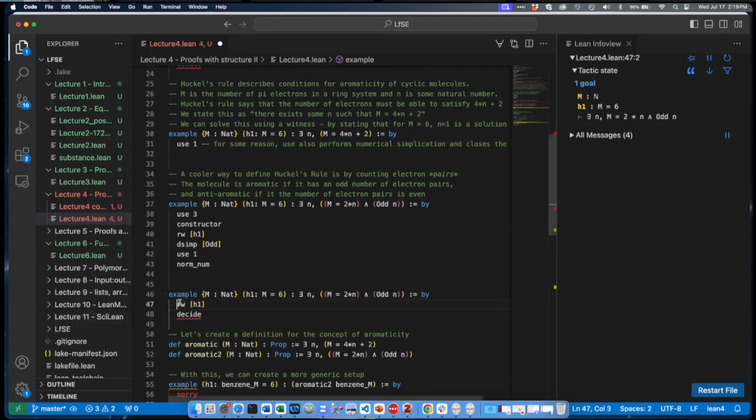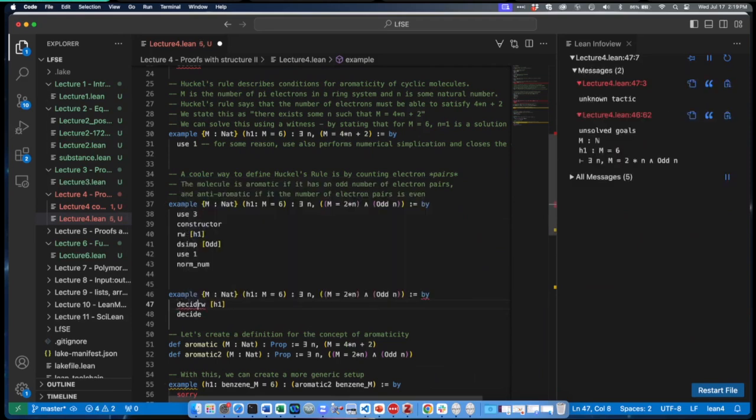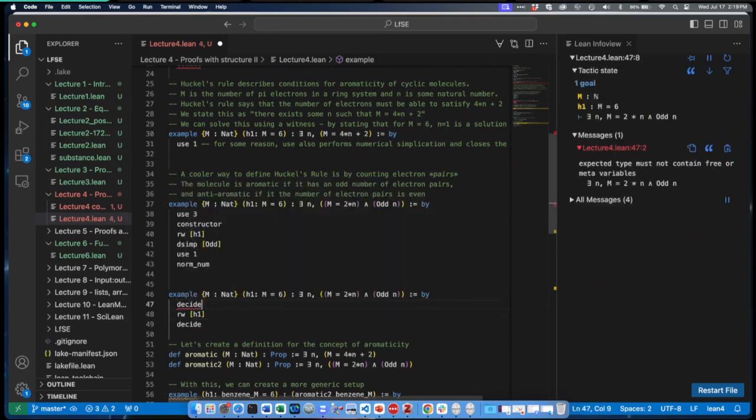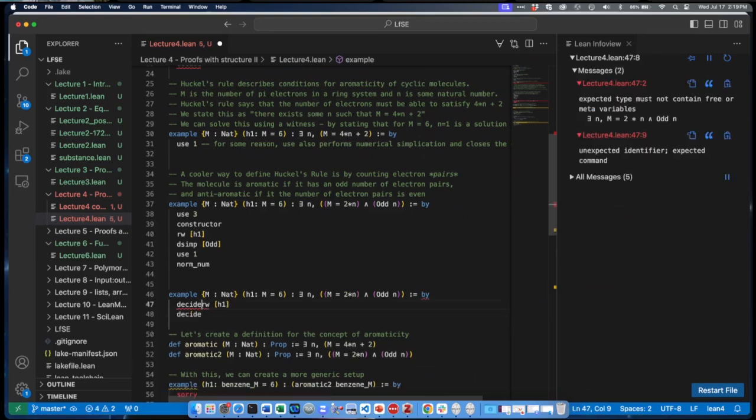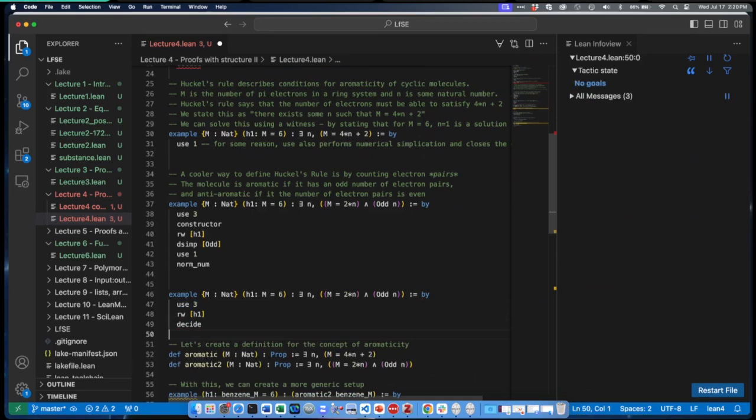Someone's trying, what if we did decide before rewrite? Well, this decide doesn't know what to do with it either. Now we have a variable in there, and it's even worse. Okay. It's not making progress on the goal. Yep. So I'll go back to the tight one. This is the tight solution, I would say, that at least that we found.